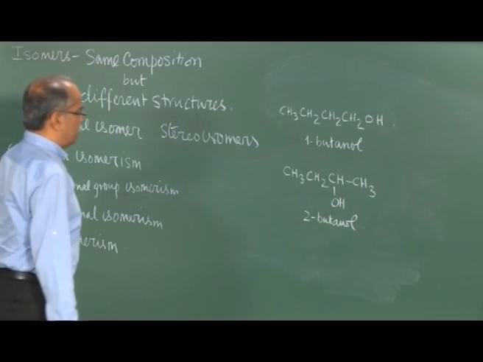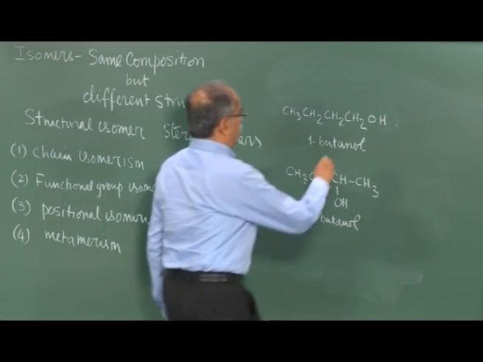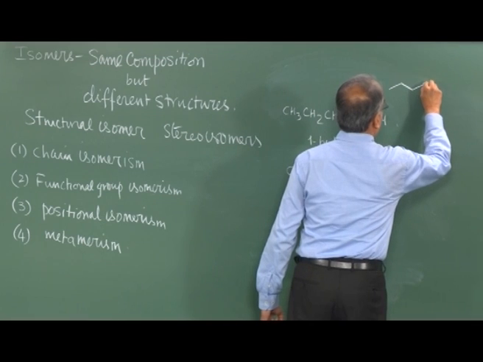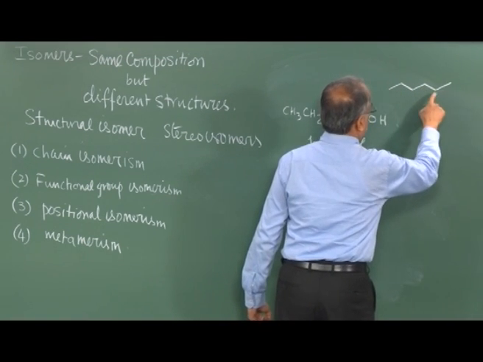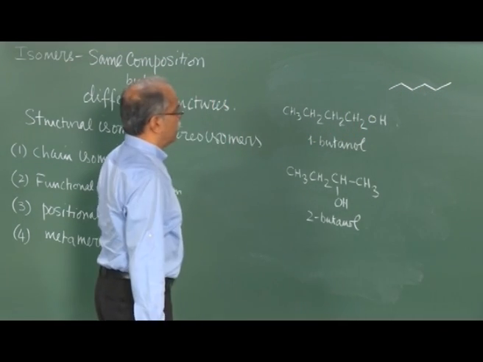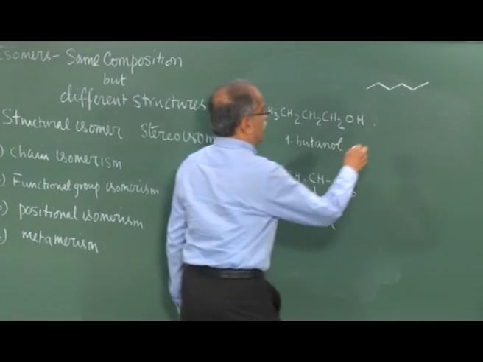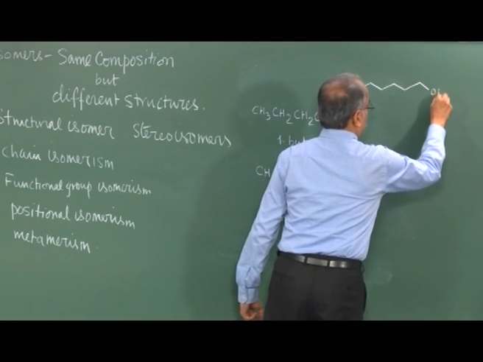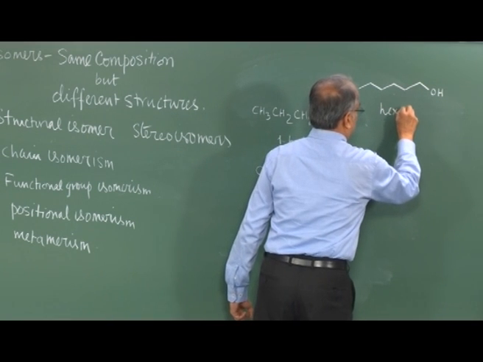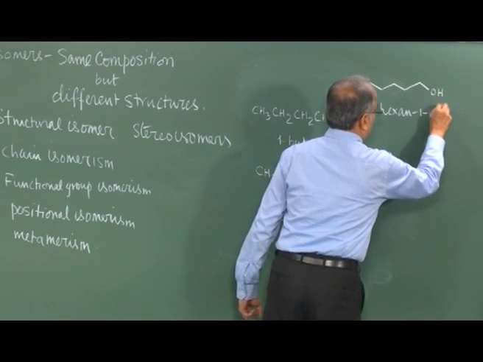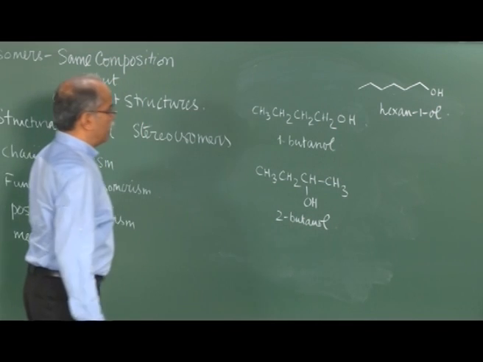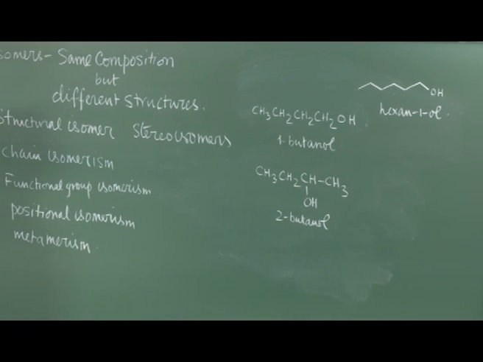So, one can have, for example, in a pentane chain, this is corresponding to hexane, N-hexane. This would correspond to hexane 1-ol. How many positional isomers can hexane 1-ol have?